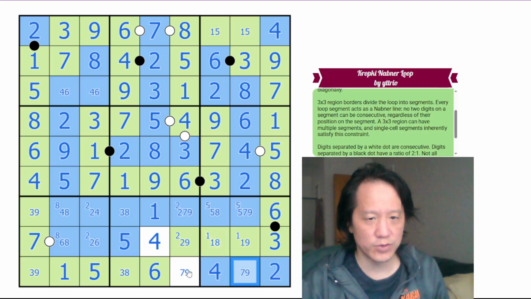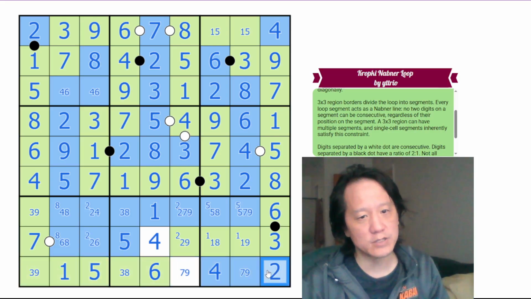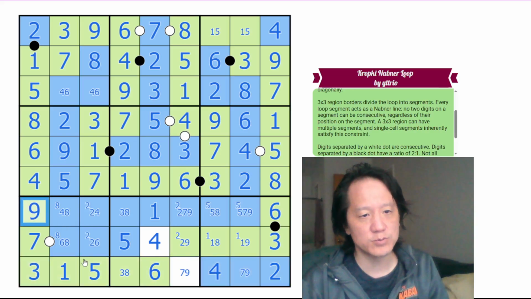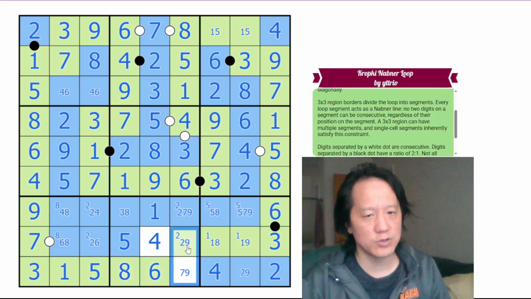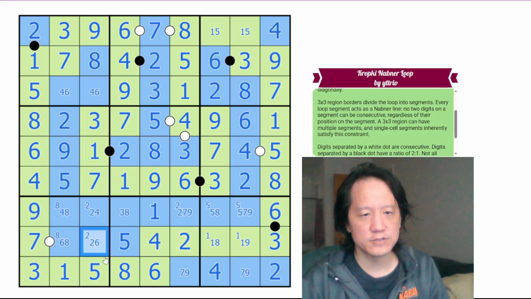So this is 4. We have a 7, 9, 7, 9 pair in row 9, which eliminates 7, 9 in the rest of the row. So this cannot be 9. It's 3, which makes this 9. 3 eliminates 3 here, so this is 8, which means it cannot go through here, because then that would be 7 or 9 consecutive with 8. So it has to go that way, which means this is not on the Nabner loop. This has to be a 2. That forces this to be 6, 8, 2.